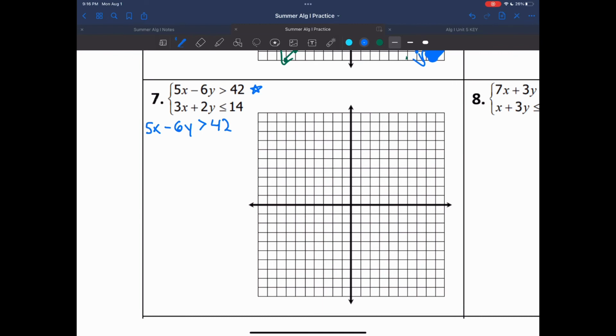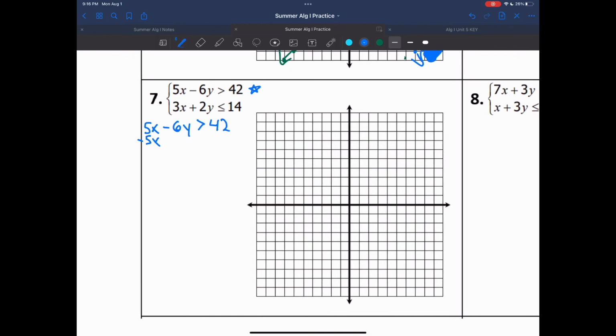Okay, I'm going to start by subtracting the 5x from both sides. And I've got negative 6y is greater than negative 5x plus 42. And then from there, we divide everything by negative 6. And hopefully something sticks out in your head here. When you divide by a negative with inequalities on both sides of the inequality sign, you have to flip your sign. So this becomes y is less than.